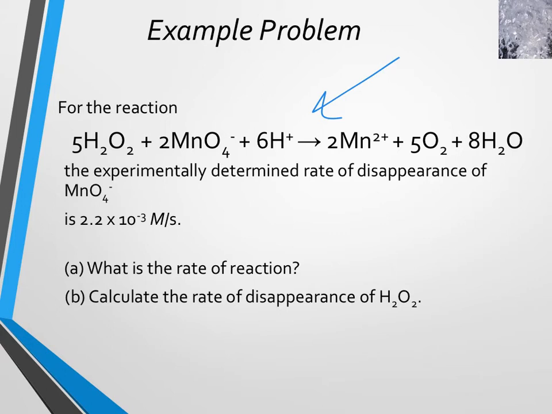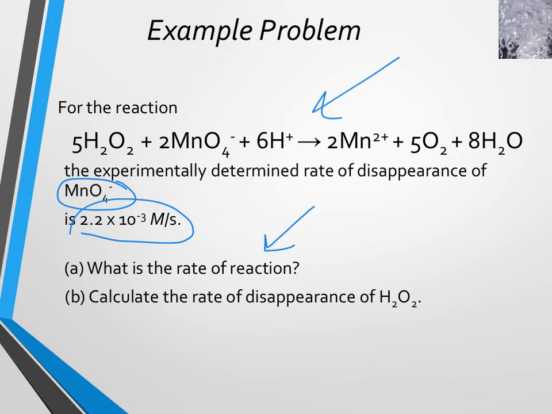And they give you the rate with respect to permanganate ion, and they say that it disappears with a rate of 2.2 times 10 to the minus 3 molarity per second. And so what is the rate of the reaction? When it just says rate of reaction, and doesn't give you with respect to anything, it's just assuming there's a coefficient of 1.